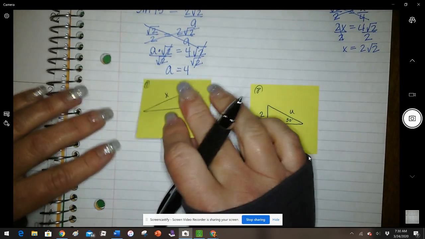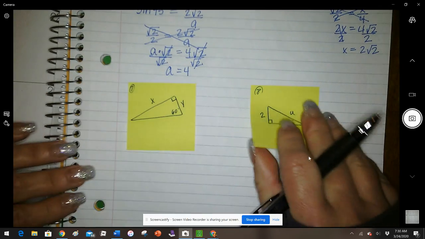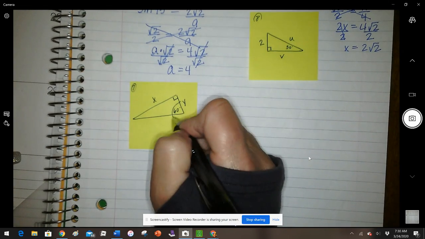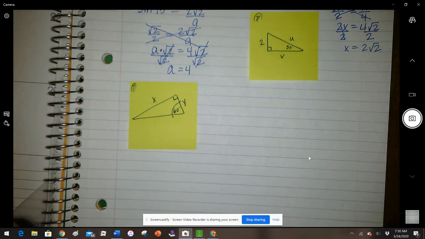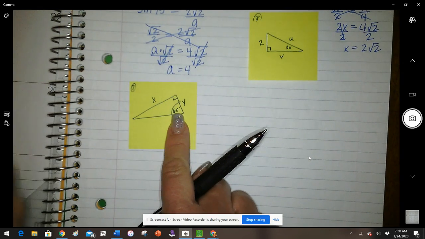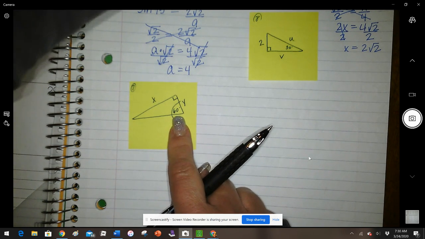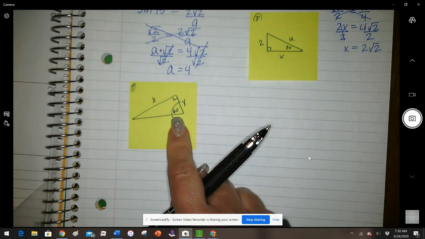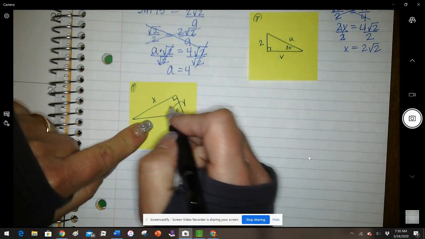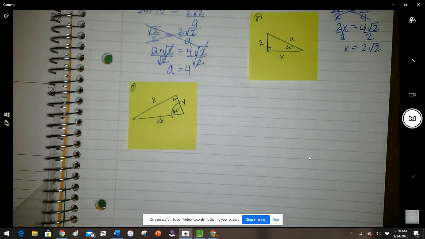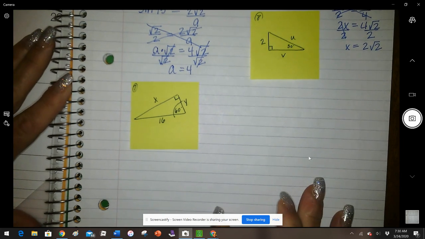All right, let's take a look at number 7. Move this out of the way for now. So number 7, this is a 30, 60, 90 triangle. This time I'm going to use what I know about 60 degrees and try to find the other two sides. And it looks like I left off a measurement. So that side is 16.